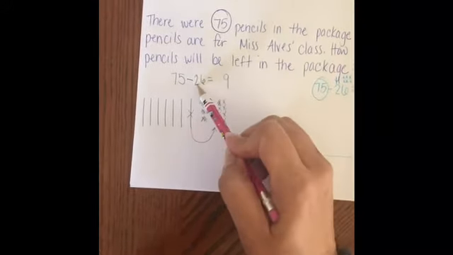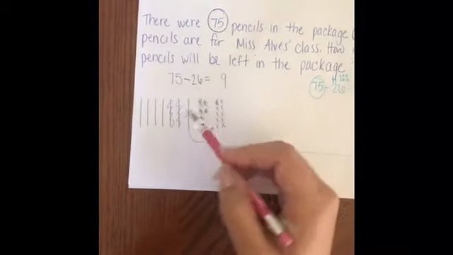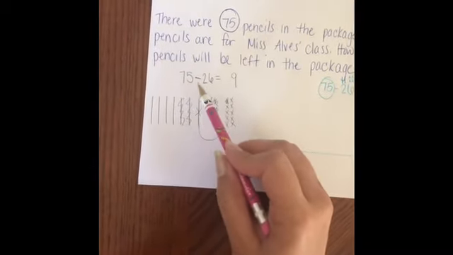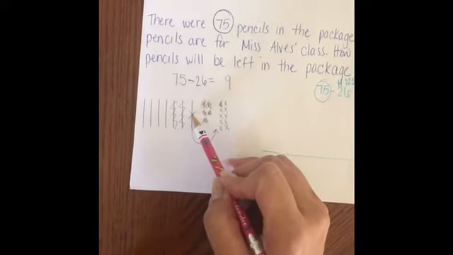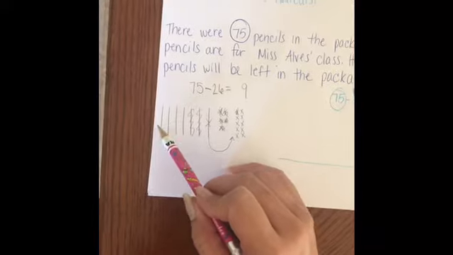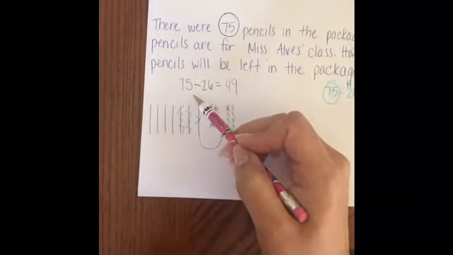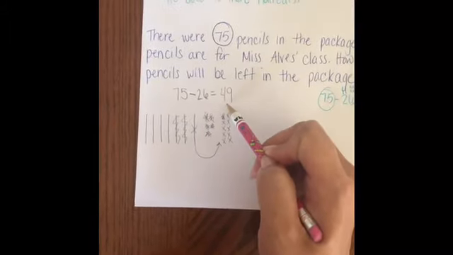And now I'm taking away 2 rods, 1, 2, and 7. Well, it was 6 because I already regrouped this one. I have 1, 2, 3, 4 rods left. So my answer is 49.